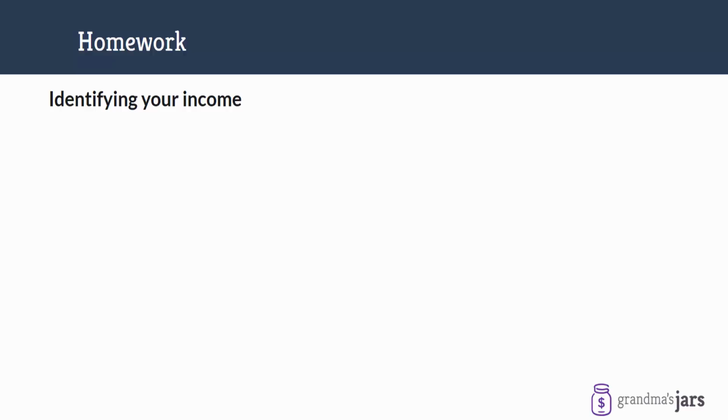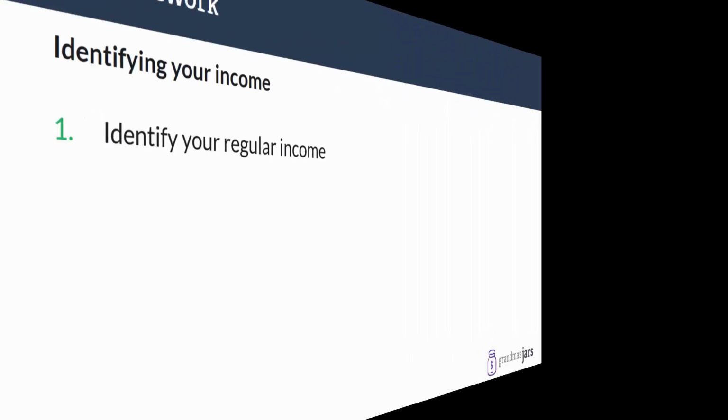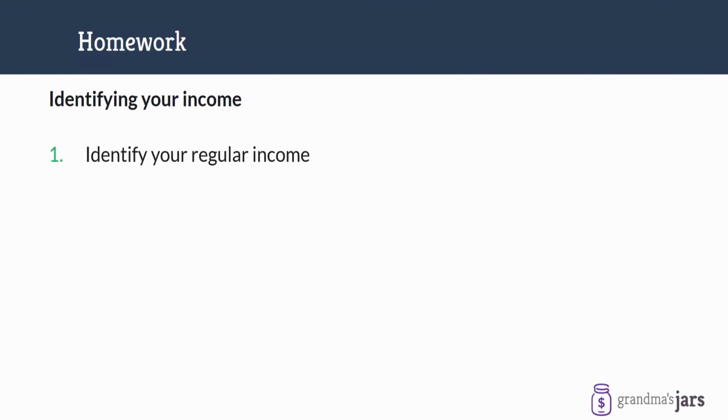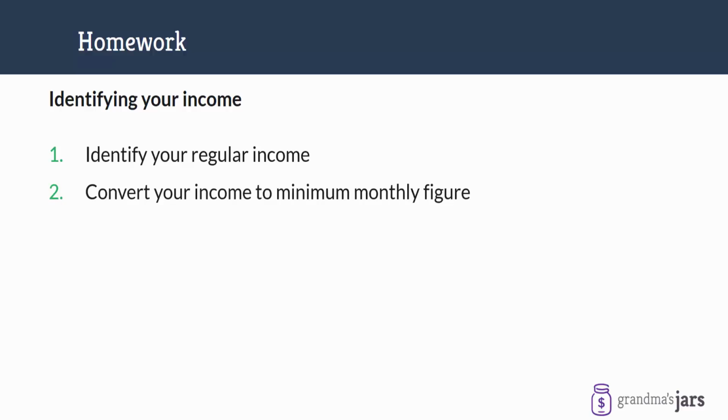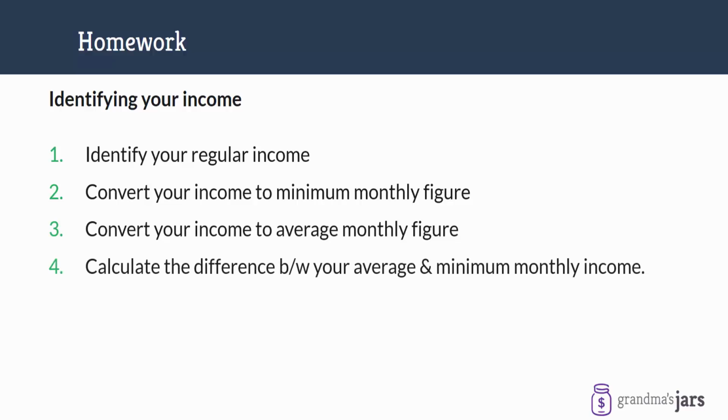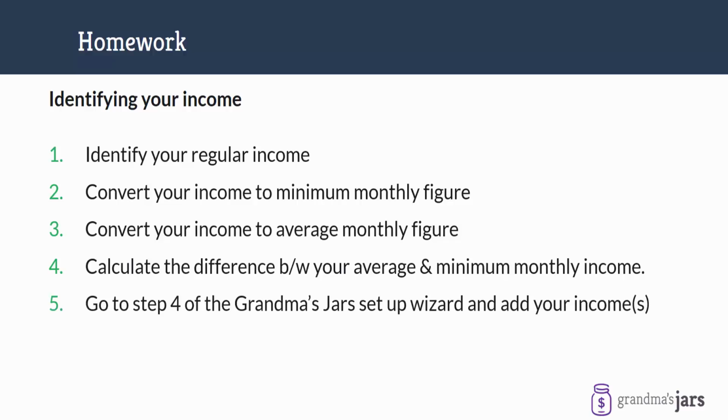Your homework? Identify your regular and reliable incomes. And while the Grandma's Jars application will do this conversion for you, I recommend you manually work out what your minimum monthly income is, what your average monthly income is, and then calculate the difference between your average and your minimum monthly income so that you know what it is. And finally, go to step 4 of the Grandma's Jars Setup Wizard and add your income.